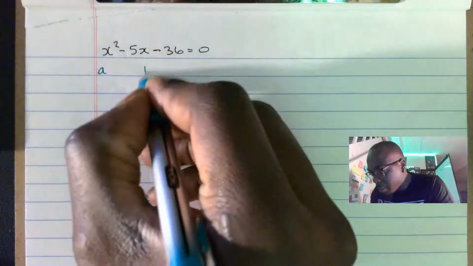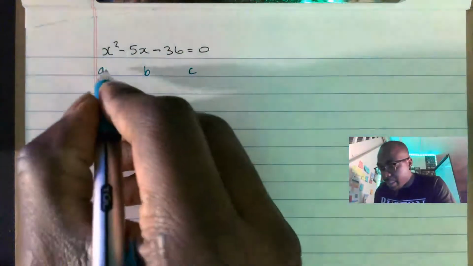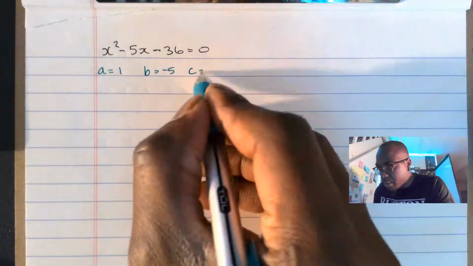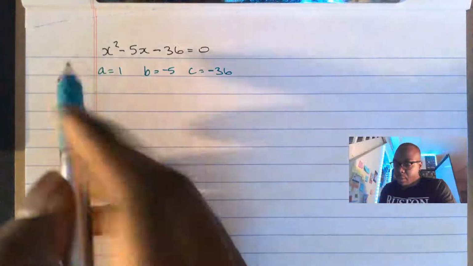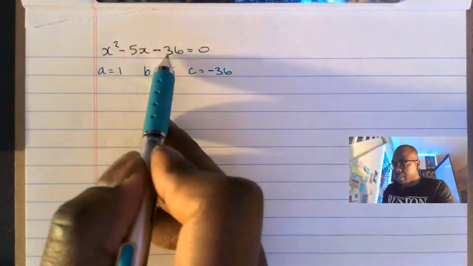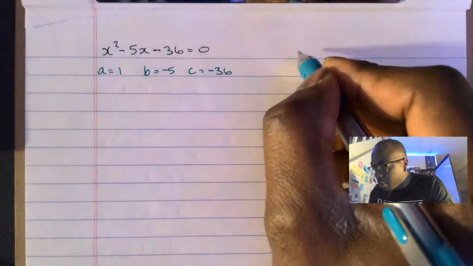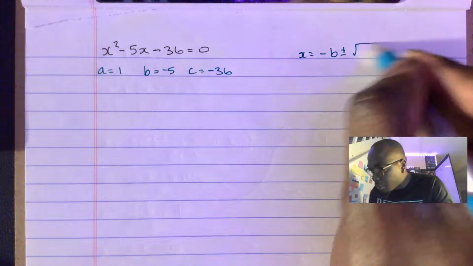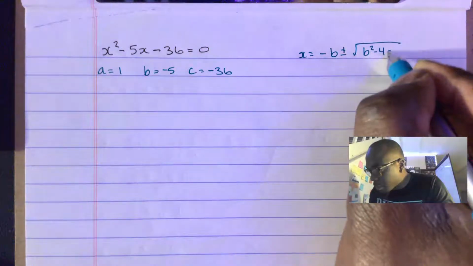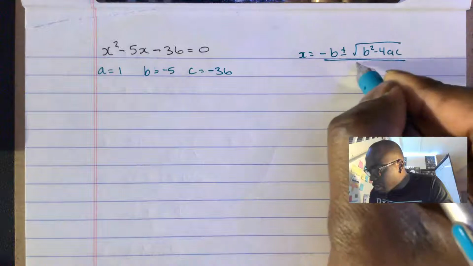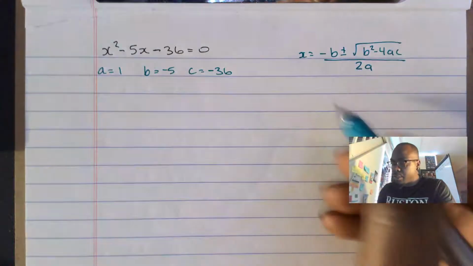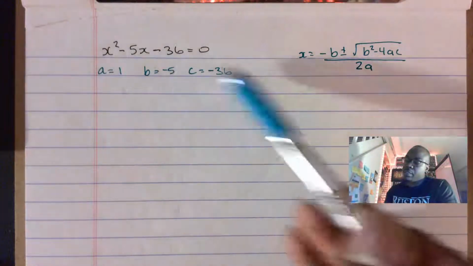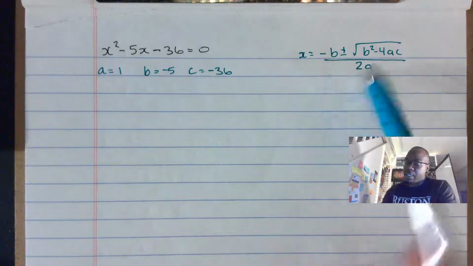I identify a here, which is 1, b is equal to -5, and c is equal to -36. Now let's remember that the formula is x equals -b plus or minus the square root of b squared minus 4ac, all over 2a. This is what we're going to use. Now we're going to plug the values for a, b, and c into the equation, simplify, and state our solution.